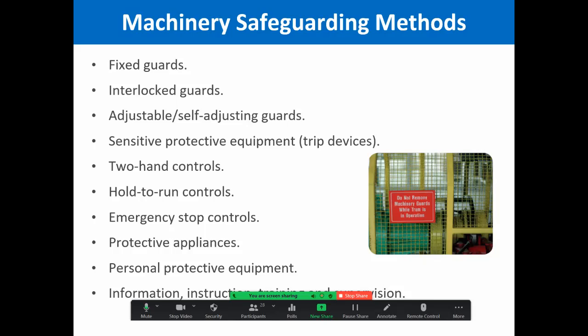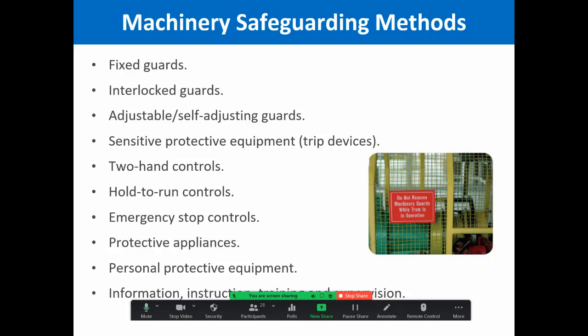Then there are interlocked guards. Interlocked guards connect the operation of the equipment with the source of power. So if the guard is in place, the equipment will start. If the guard is not in place or it is removed, the equipment will not start at all. So that is called an interlocked guard. The equipment or machine will only operate when the guard is in place. Okay, then there are adjustable or self-adjusting guards, which you can often use on bench saws, etc.